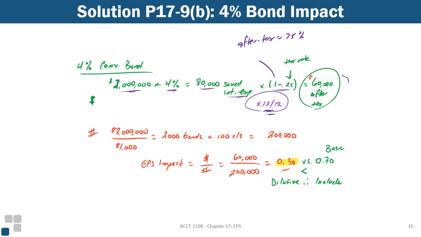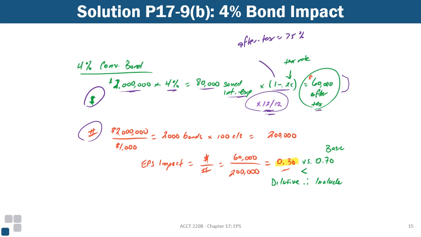So at the end, this means that the company will save, or add to earnings, the numerator, $60,000 after tax as a result of converting those bonds. So the green is the dollar impact. Now we have to calculate the denominator, or the number of share impact.